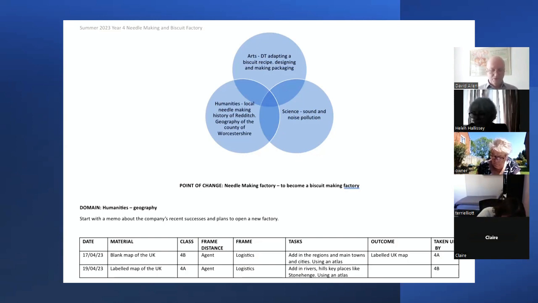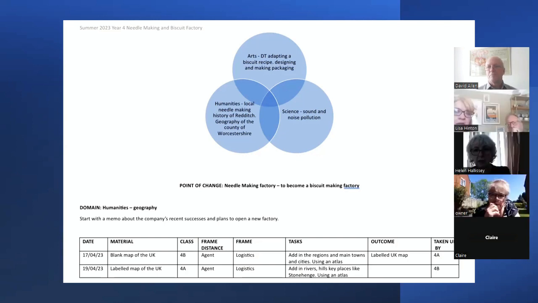Lisa, do you want to talk us through this chart and what the project is that you're doing? So I can see you've got the three domains at the top, the art domain, the humanities and the science domain, and the point of change.